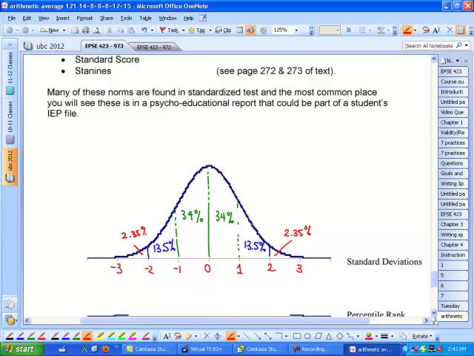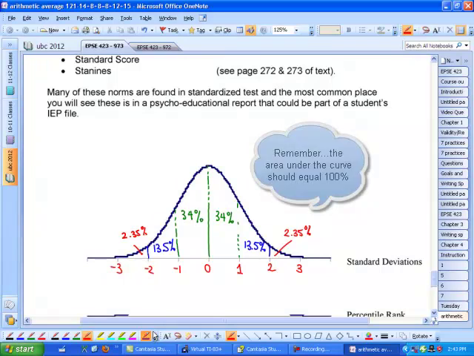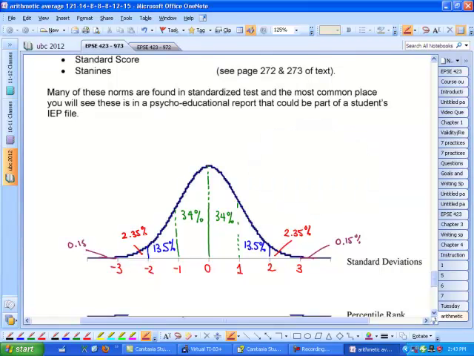And if you're curious what's left over more than 3, this little tiny bit down here, that's about 0.15%. Same thing over here, that's 0.15%. Okay, so you rarely see data that is beyond 3 standard deviations of the mean. Okay. Now, why do I show you those?